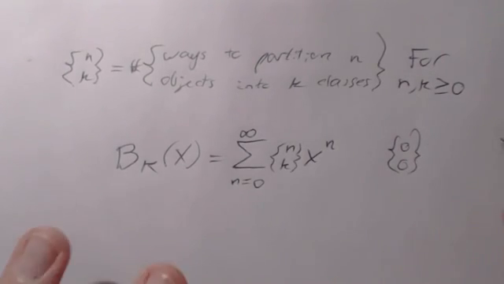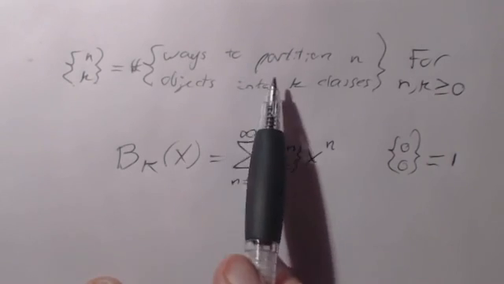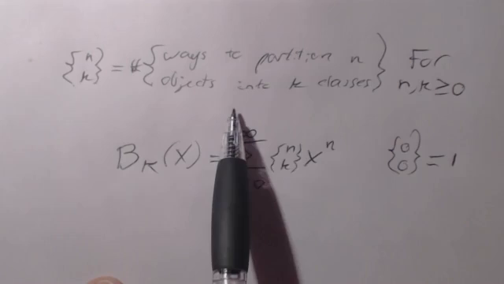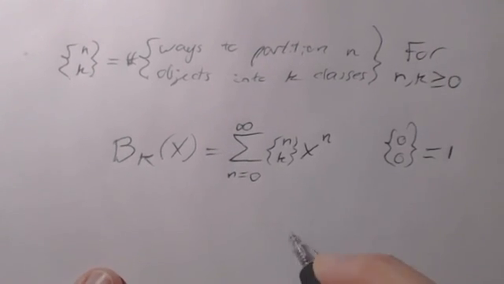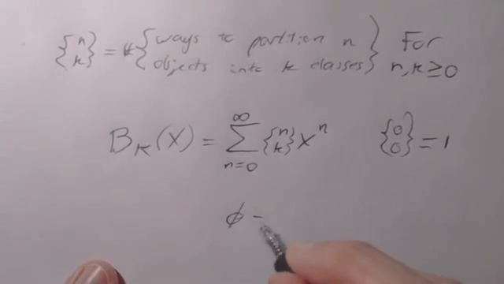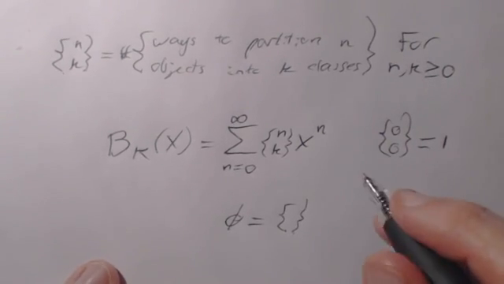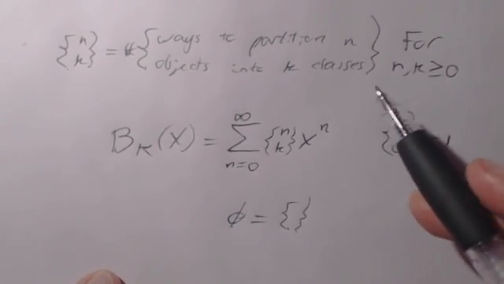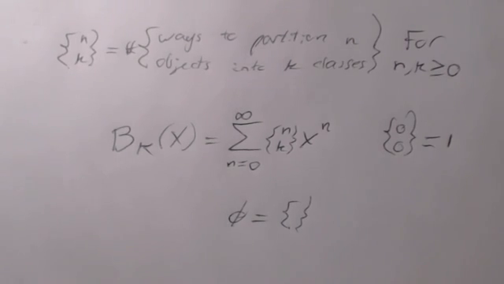If you think about it though, it does make combinatorial sense for this to be equal to 1, because you're asking how many ways there are to partition n objects into k classes. Well, you're basically looking at partitions of the empty set into k classes, and what's a collection of k classes? Well, it's a set of sets, in other words.